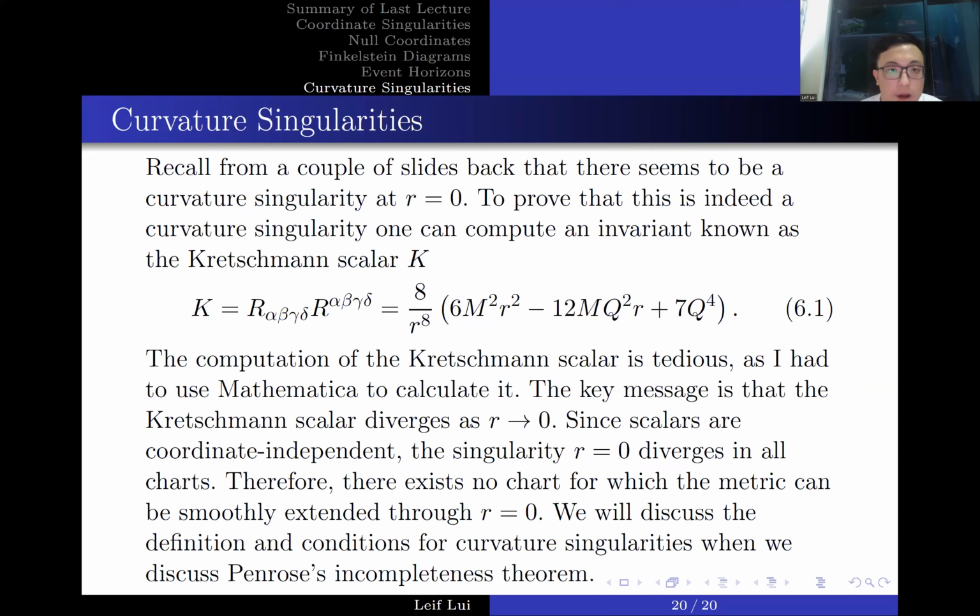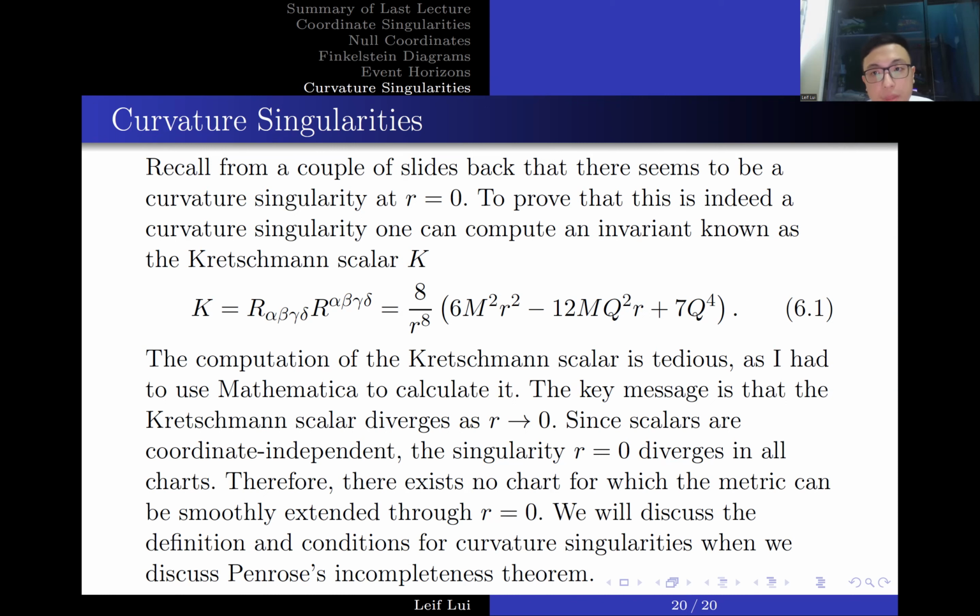Now let us talk about curvature singularities. Recall from a couple of slides back, there seems to be a curvature singularity at r equals 0. To prove that this is indeed a curvature singularity, one can compute an invariant known as the Kretschmann scalar, which is defined by the Riemann tensor contracted with itself. We obtain this very complicated expression. The computation is extremely tedious. When I calculated it, I used Mathematica, an algebra handling language. You would never want to do this by hand.